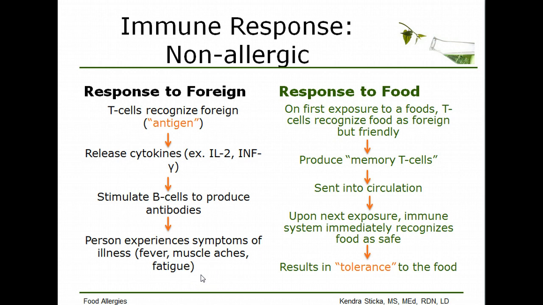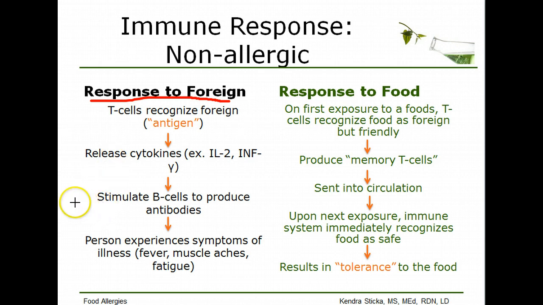So let's start by looking at how our immune system works in a non-allergic person. So basically we're saying if someone does not have any food allergies, what's the normal response? On the left side, I have that response to foreign. Looking over here, we see that when our T cells recognize an antigen, so recognize something as foreign, and again, remember that could be a bacteria, a virus, a toxin, something like that, it will release cytokines. Those cytokines, lots of examples, but interleukin 2, INF gamma, a variety of cytokines can be released.